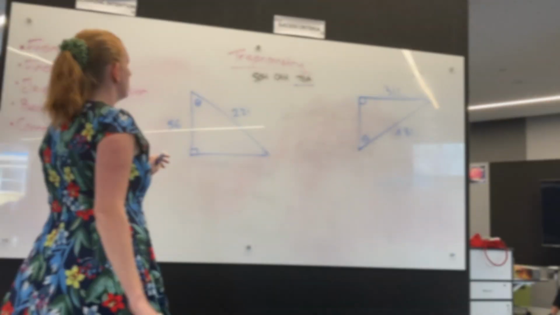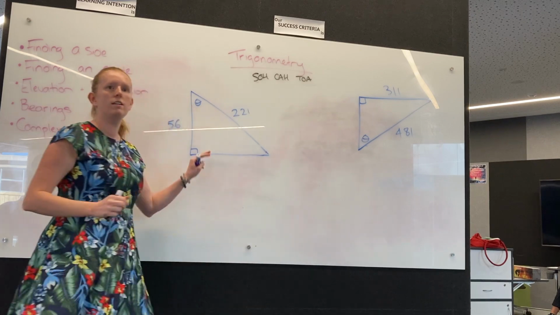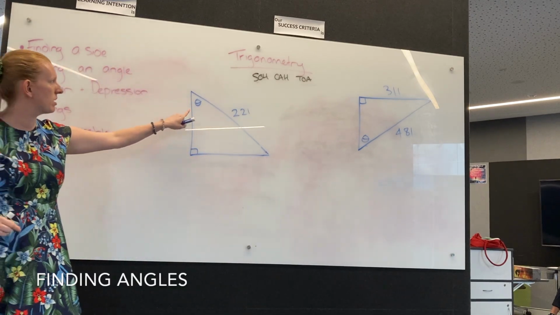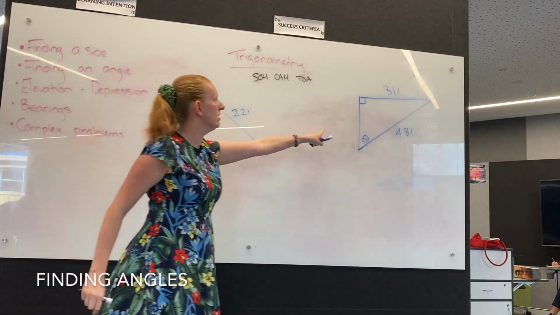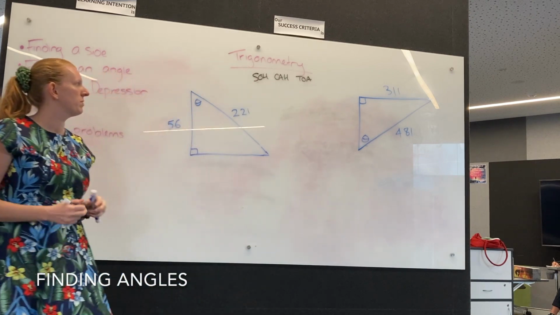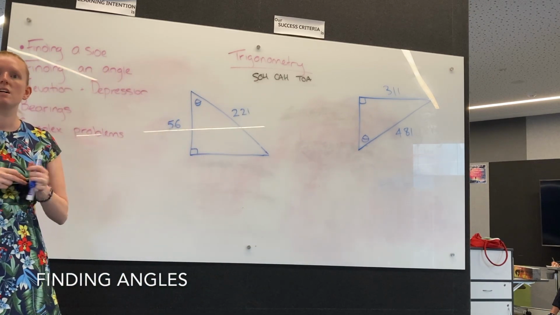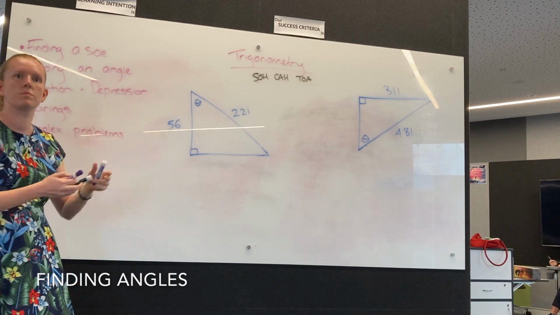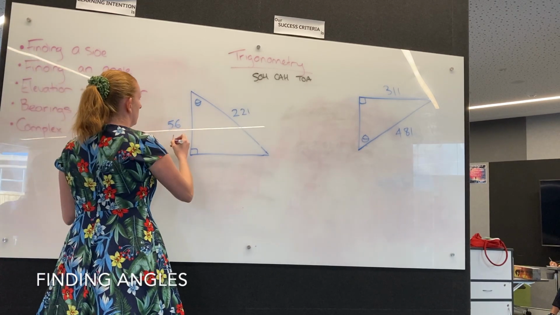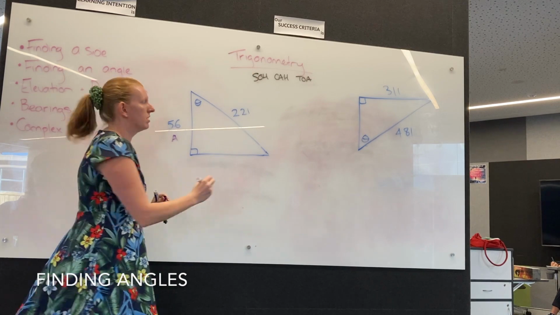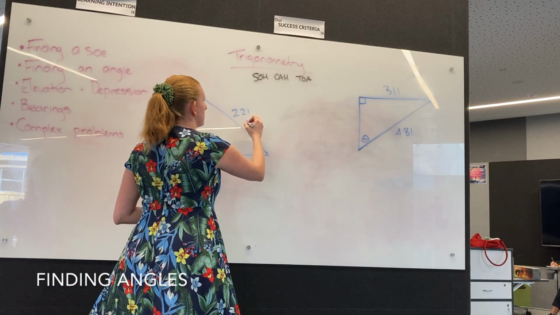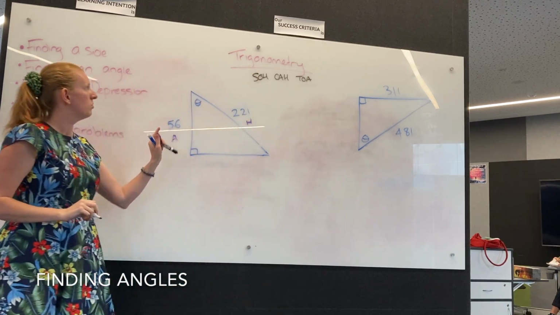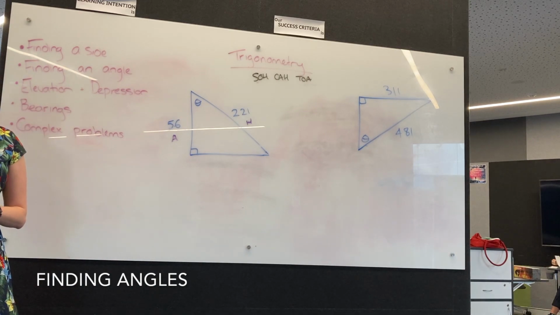Now I want to try and find angles. That's what I'm missing. I've got two sides that are given, but I don't have the angle. So, as always, I start by labeling my sides. What side is this? Adjacent. And what's this one? Hypotenuse. Which am I going to be using? SOH, CAH, or TOA? Cos.